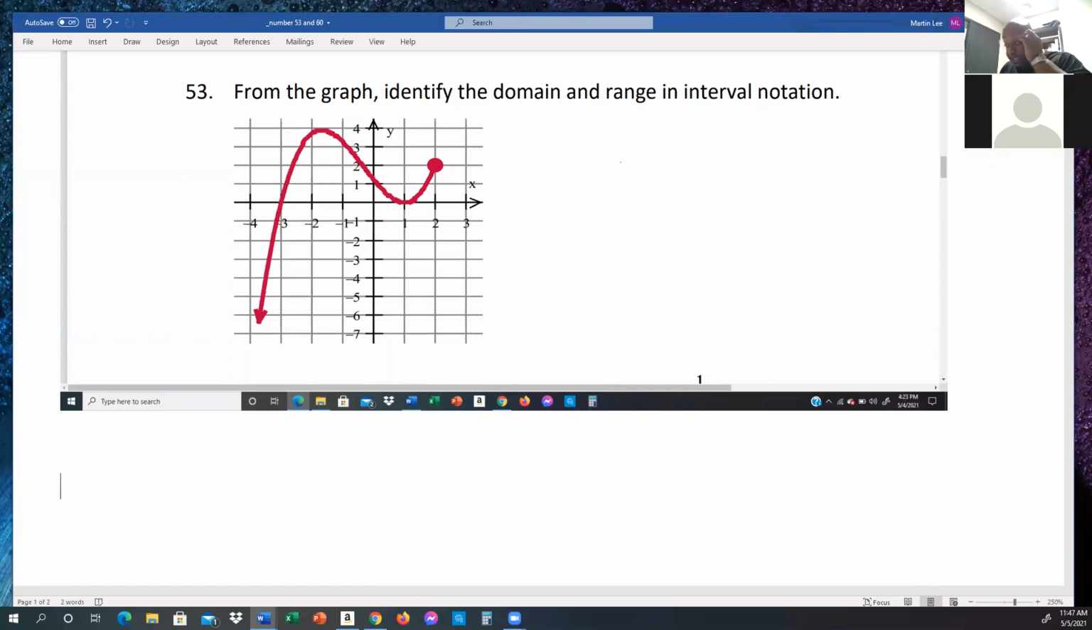Okay, for number 53, it says from the graph, let's identify the domain and the range in interval notation. When we talk about the domain, we're talking about the x-axis from left to right. Here's my x-axis, here's the y-axis. And my range, I'm talking about the y-axis from bottom to the top.